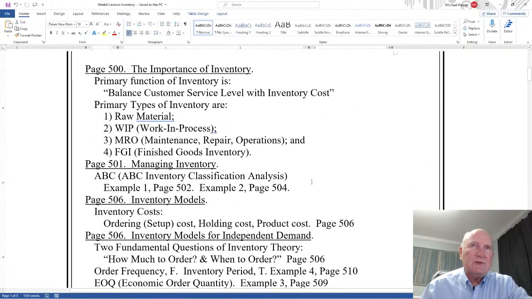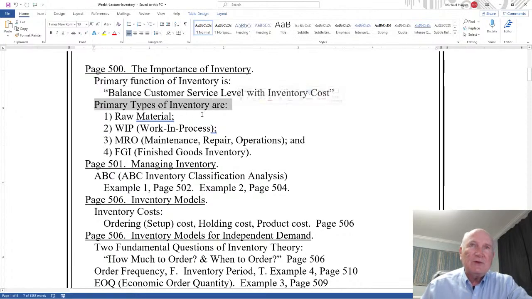So the importance of inventory, as far as the background is concerned, the takeaway is the primary function of inventory is to balance customer service level with inventory cost. In other words, satisfying the customer demand while minimizing your cost to do so. So we're doing it efficiently, but also effectively, and at low cost.